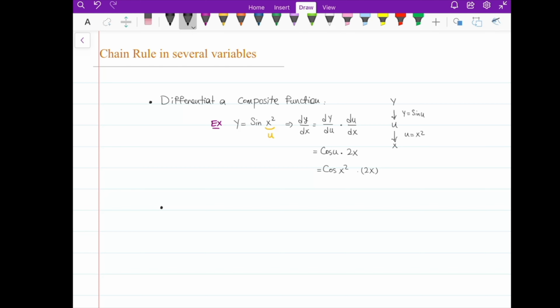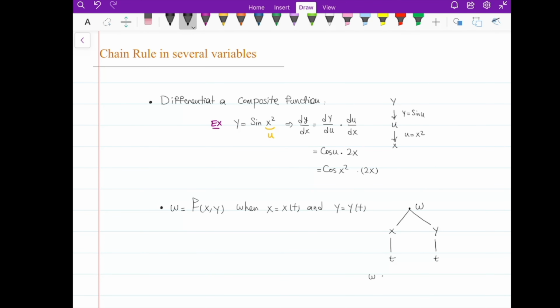Now let's say that I have a function w as a function of x and y, but x is a function of t and y is a function of t. So I have this chart right now. We call it a tree. We say that w is a function of x and y, and then x is a function of t, y is a function of t.